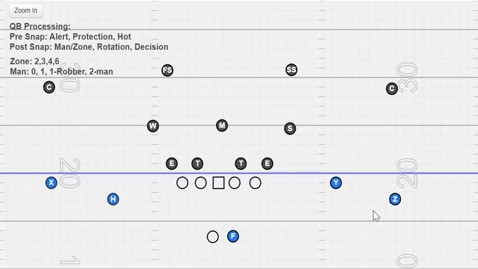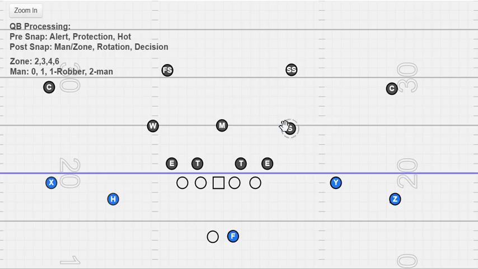It's a 2-by-2 formation. So before we can get into processing, we have to really get into coverages. So I'm going to do a little bit of coverage work here first, and then we'll get into the QB processing piece of it. First off, we want to be able to decipher whether it's man or zone. That is the most critical element of what we're doing in our pre-snap read.